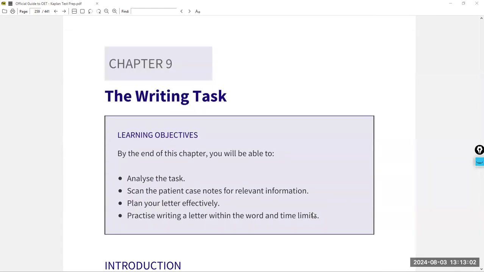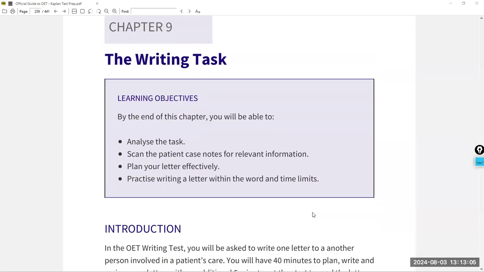Okay. So now let's talk about the writing task. By the end of this session, we have to analyze the task. We have to scan the patient case notes for relevant information. I have to plan my letter effectively, and we should practice writing a letter within the word and time limits.